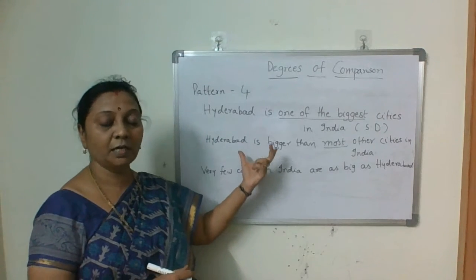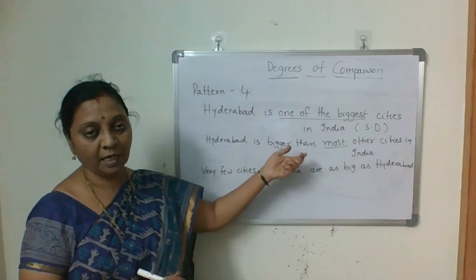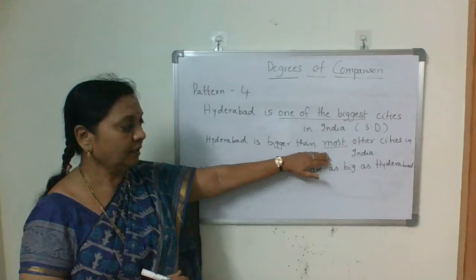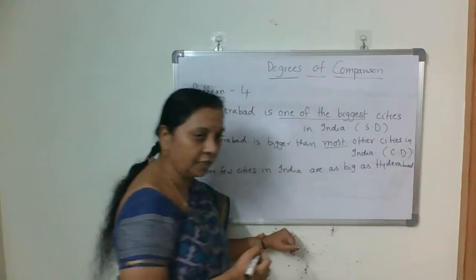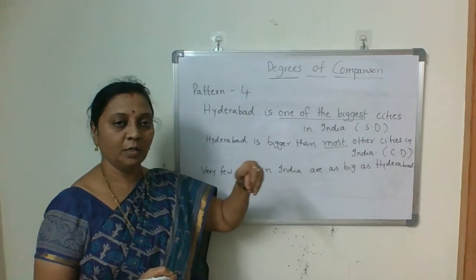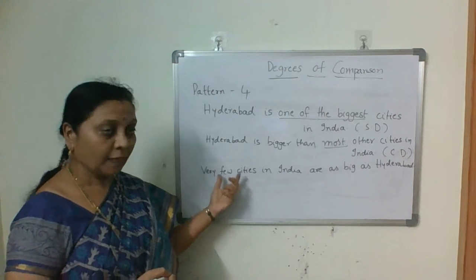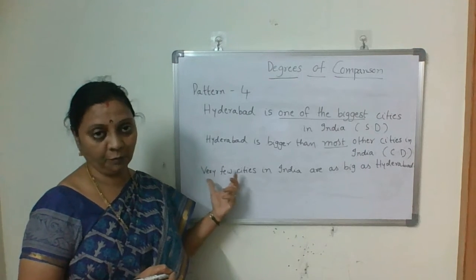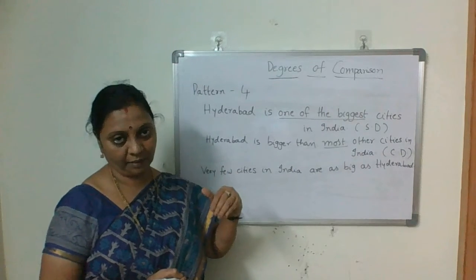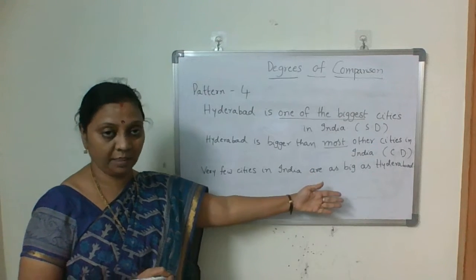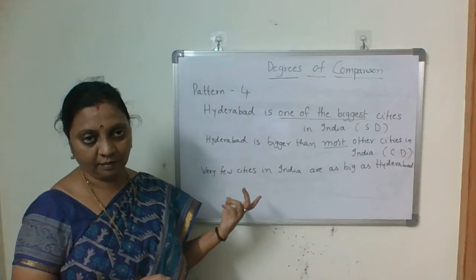Then you have to say, Hyderabad is bigger than most other cities in India. This is in comparative form. Then in positive degree, how do you use the previous pattern? No other boy in the class is as intelligent as Ashok. But here, very few cities are like that. Very few cities in India are as big as Hyderabad. Very few cities are there in comparison, bigger ones like Hyderabad.